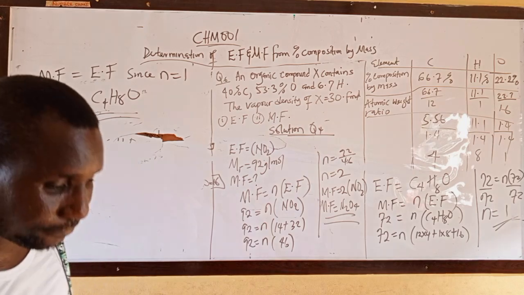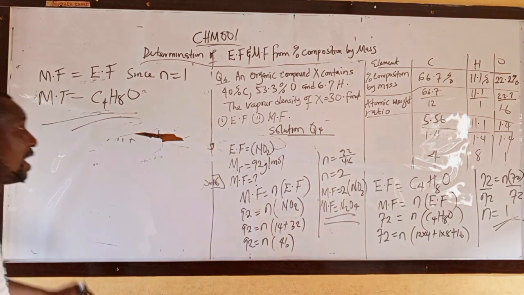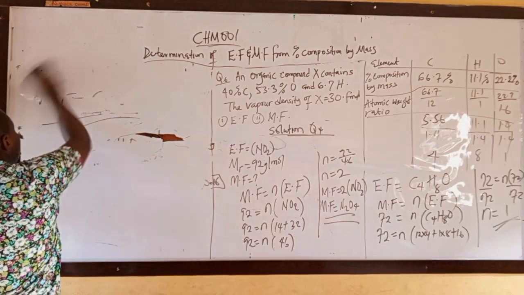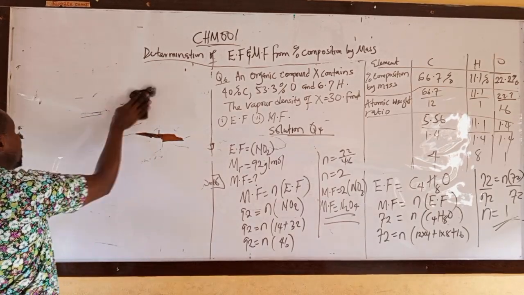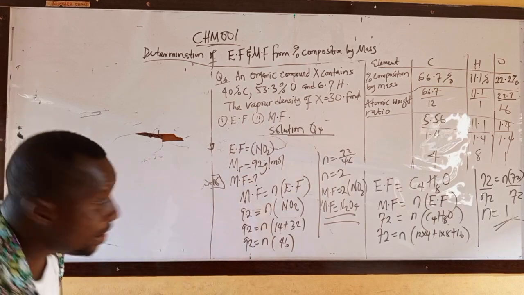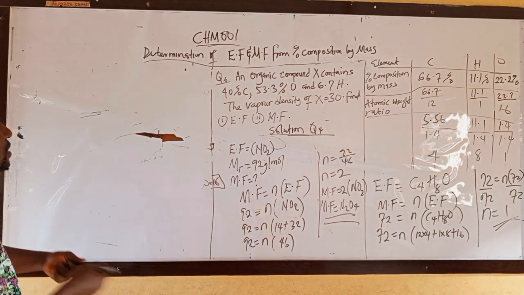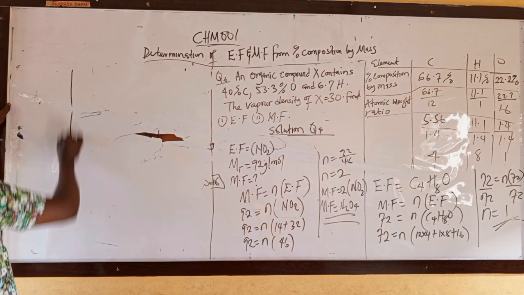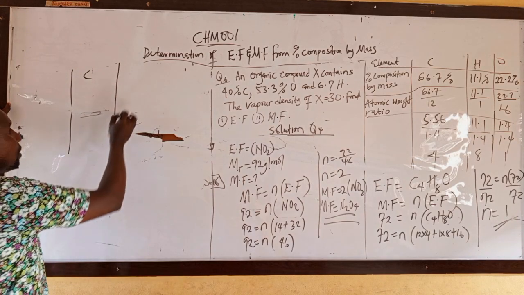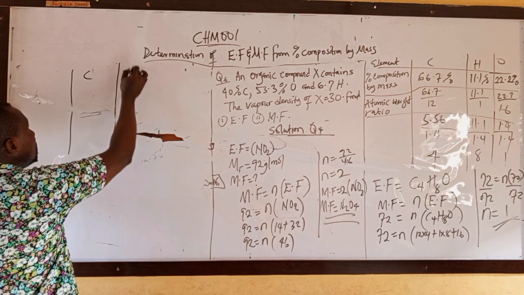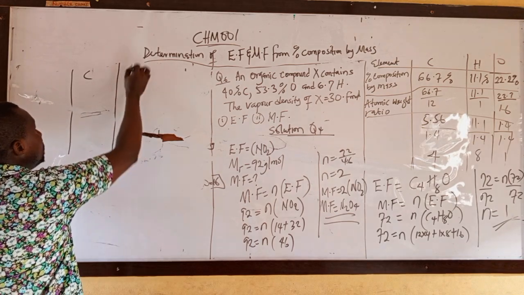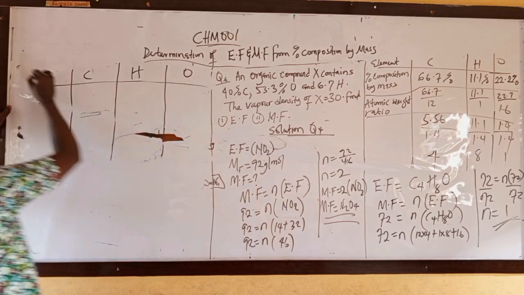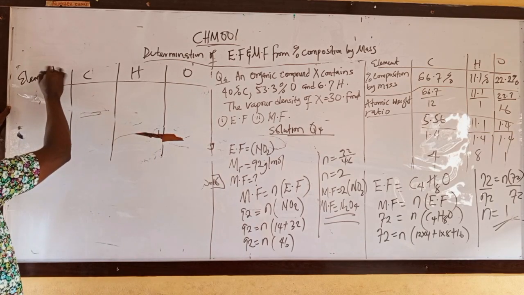The last question. We have an organic compound X. You can pause the video and write, because organic compound X contains 40% carbon. Let me take hydrogen first, hydrogen, and we have oxygen. We have the elements, as usual.